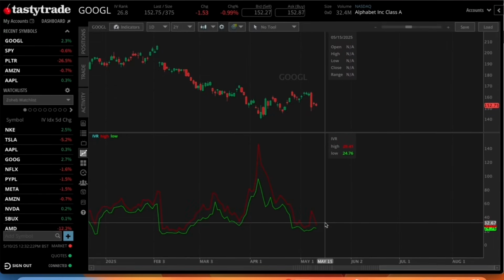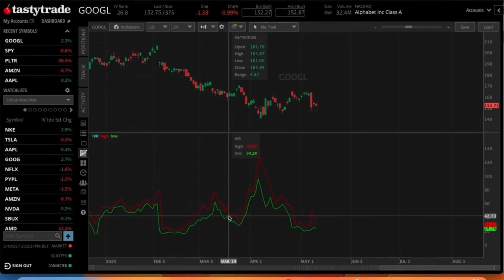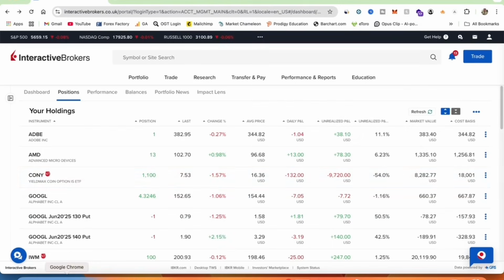But the point is, when the implied volatility goes down and you also get a price move up in your favor, those out-of-the-money option prices that you sold below, when selling puts, would have decreased dramatically. So let's go have a look at that now in my trading account.